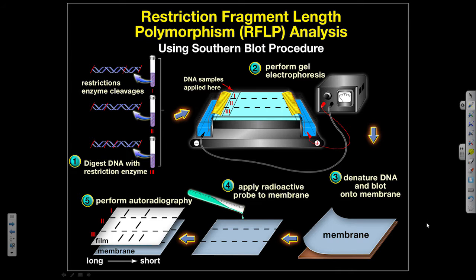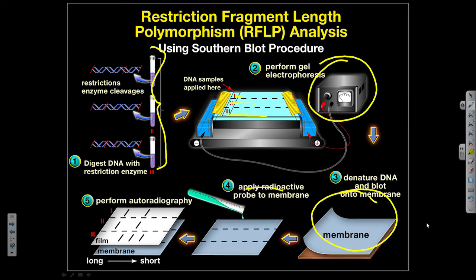Let's say this was a paternity test. Let's say these 3 samples were actually 3 different individuals that were putative fathers. We would take samples from each of them, run them down 3 different lanes of a gel in an electrophoretic field, blot, apply our radioactive probe, and then remember we wash it off, and we end up with a gel that looks like this.